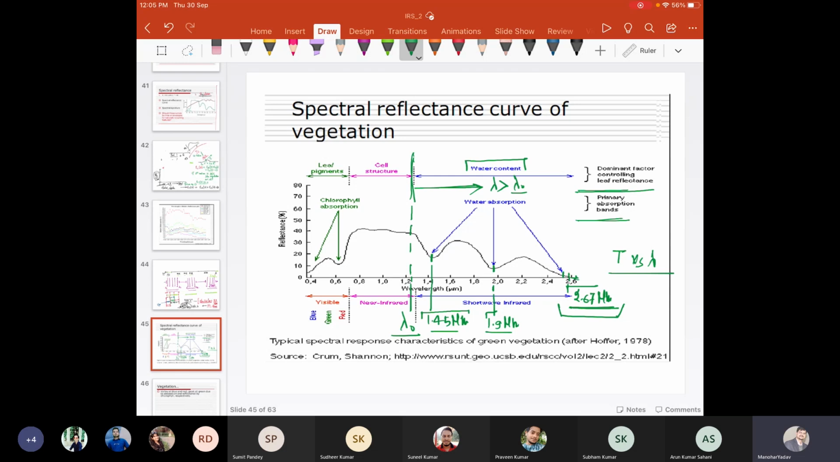And most of the reflectance we have is in this infrared range. It's the near infrared band, and it is due to the cell structure. Cell structure is the controlling factor over here to reflect the energy from the vegetation. When we see the visible spectrum, the reflectance is not dominant, and we have a reflectance between 5 to 20%.